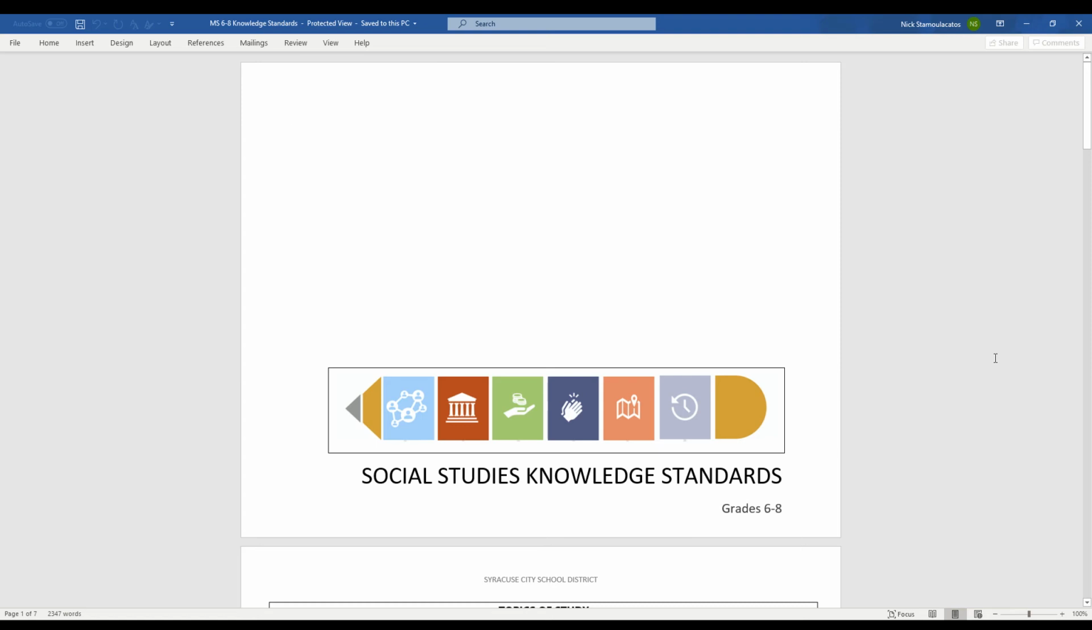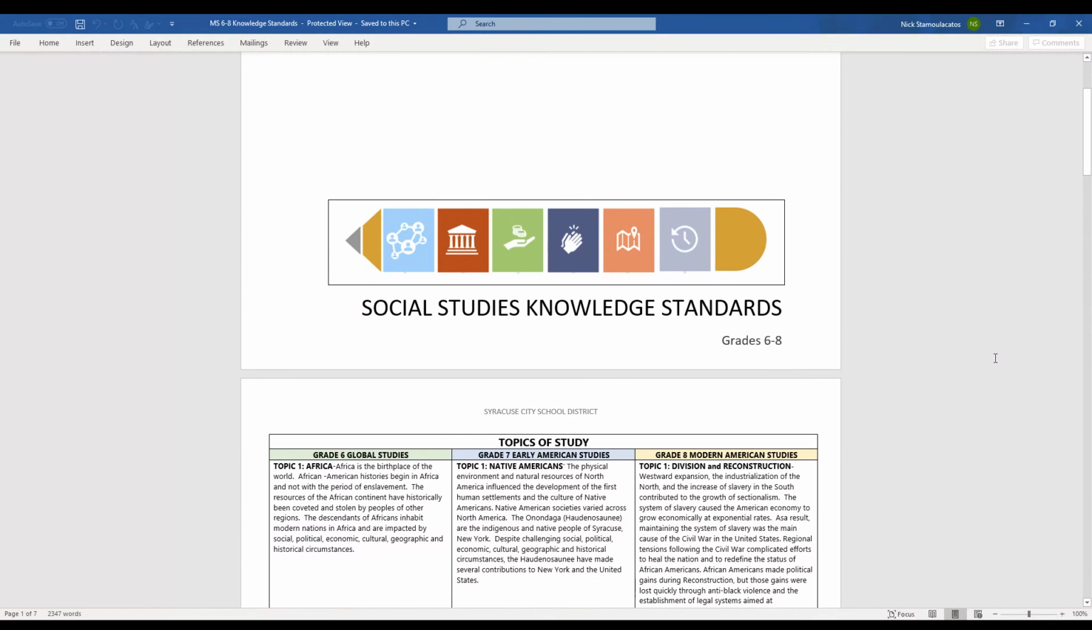This is to provide some brief information on the social studies knowledge standards for middle school, grades 6 through 8 social studies. The knowledge standards, first and foremost, outline specific topics of study. They don't necessarily outline a specific scope and sequence or pacing map due to the emphasis that the social studies department wants to put on personalized learning and students learning at their own pace and at their own time. It is the expectation, though, that all social studies classes cover all the topics of study throughout the academic year.